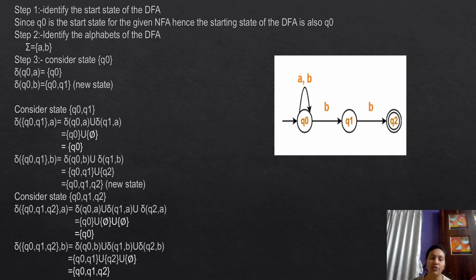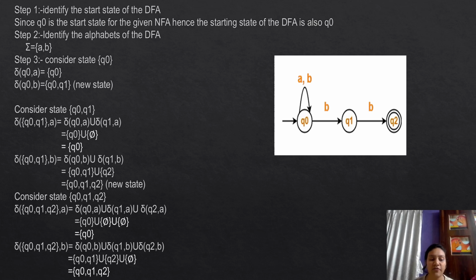Q1. Now we cannot consider Q naught as a new state because it was already present as the initial state of the DFA. So hence we are going to be considering Q naught, comma, Q1 as the new state. Now we are going to be doing the transition function on Q naught, comma, Q1. The transition function of Q naught, comma, Q1 on A will be Q naught, and on B it is Q naught, Q1, and Q2. That will be a new state, as Q naught is already present. And next we are going to be doing the transition function for Q naught, Q1, and Q2.